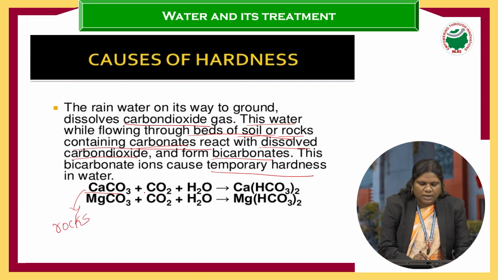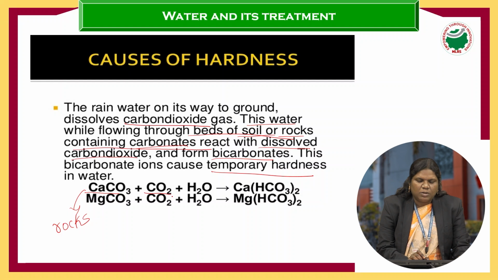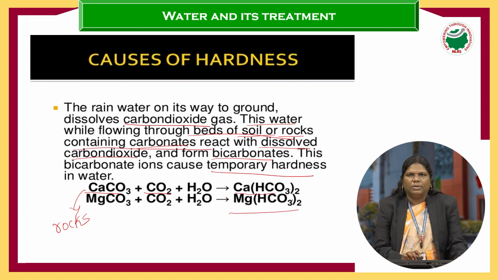This carbon dioxide which is present in the atmosphere will mix with the rainwater while coming down, and they will form calcium bicarbonate and magnesium bicarbonate. This calcium bicarbonate and magnesium bicarbonate will cause hardness to the water.